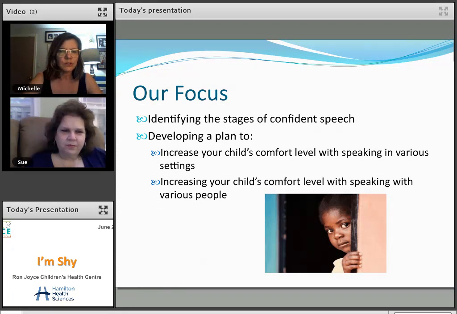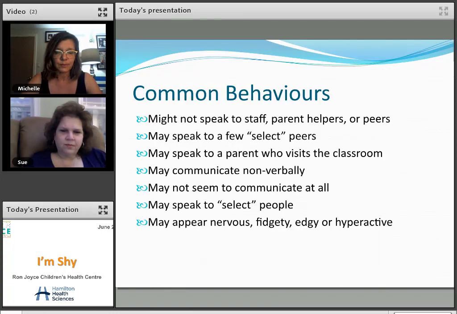So today we're going to be talking about identifying the stages of confident speech. Your children may not be speaking at all to some people. They may select who they want to talk to, maybe just a select few friends, or a select few adults, or they may not be talking to anybody at all. So we're going to be discussing that and how to develop a plan to increase your child's comfort level when speaking in various settings and with various people.